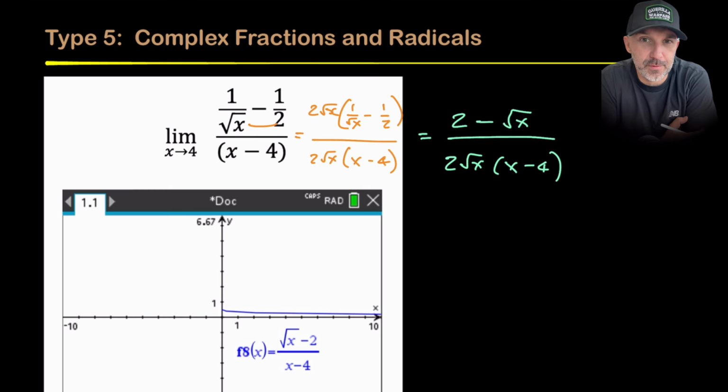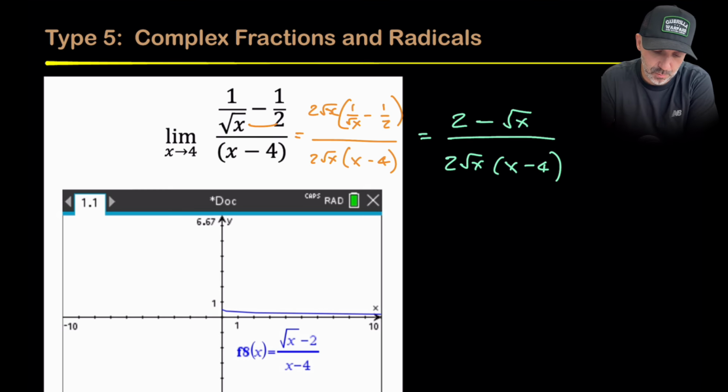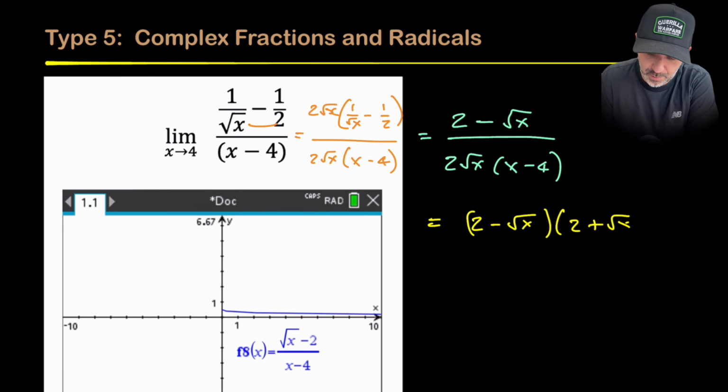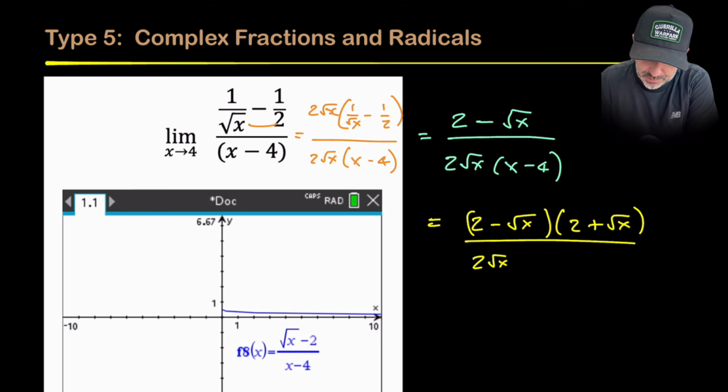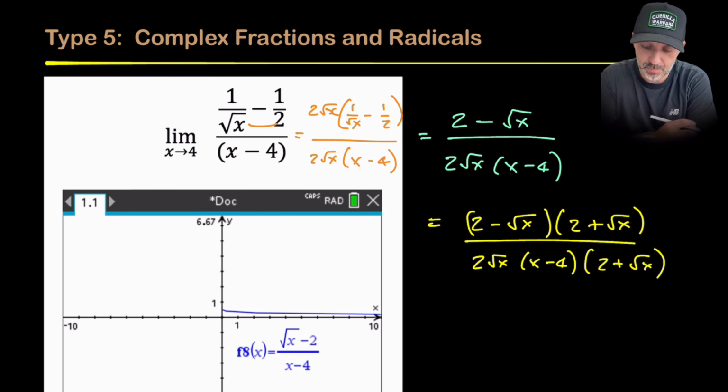Now we're left with the radical. So if you just recall from the previous example, what we're going to do is multiply by the conjugate of this. So when we multiply by the conjugate, we can multiply by 2 plus root x. And we're going to do the same with the denominator. So currently we have this, and now we need to multiply by 2 plus root x.